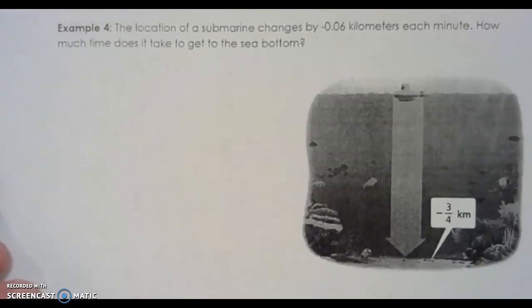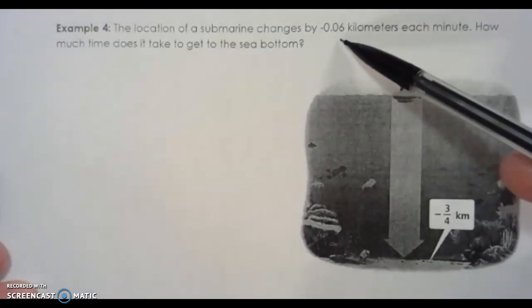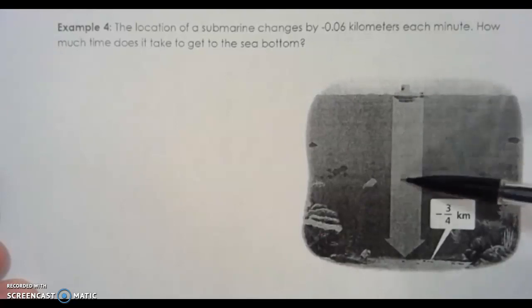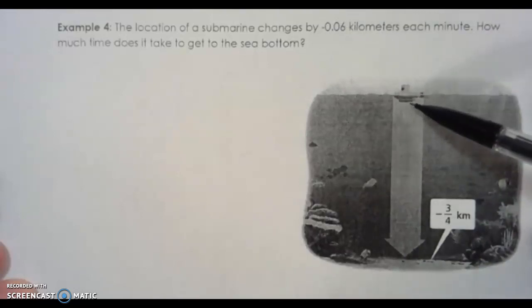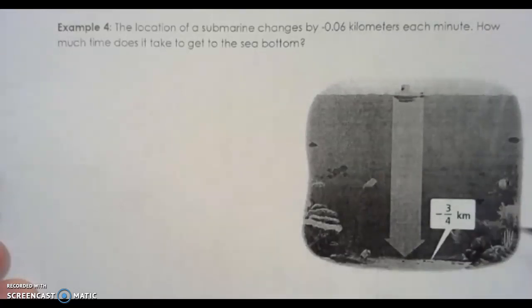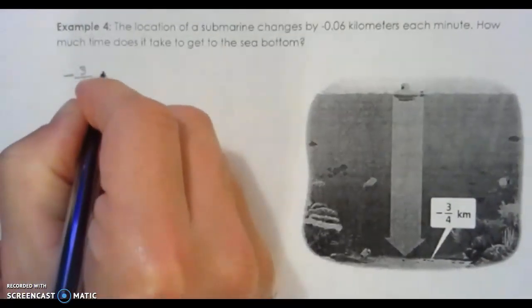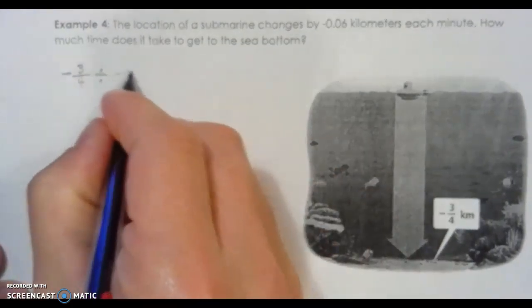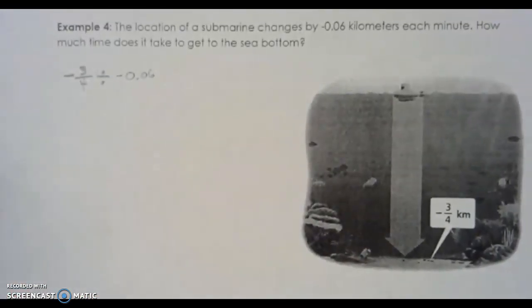And so I want to figure out, well, if it's decreasing at this constant rate of negative 6/100 kilometers each minute, I'm going to break this entire distance up into groups of negative 6/100 kilometers. So I'm going to take this entire distance, negative 3/4 kilometers, and divide that into groups of negative 6/100. You may be noticing I've got a fraction divided by a decimal, and that's going to be pretty tough to do.